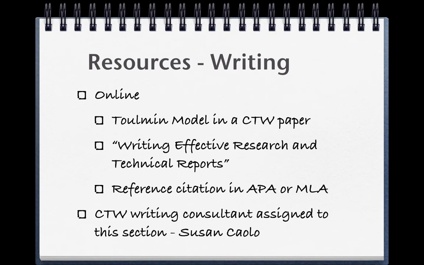So what resources do you have in order to do this paper? For the writing part, there are several resources at your disposal. First of all, there are online resources. There are the Toulmin model of argument resources on writing a CTW paper. That is both on the BUSA3000.com page as well as in D2L. There is a link to a resource that's online about writing effective research and technical reports. And of course, there are resources about using reference citations such as APA and MLA. Those are on the library website. There are also links in D2L.